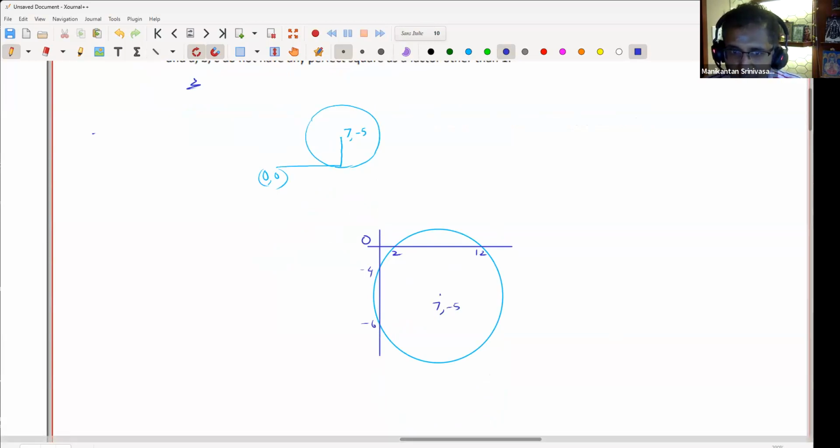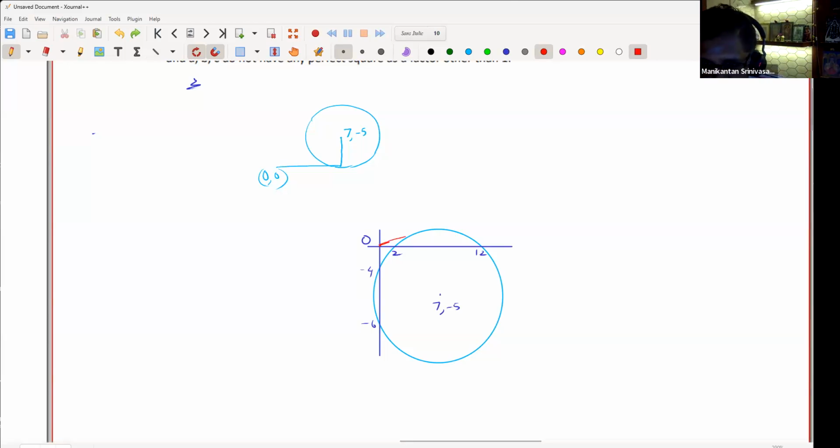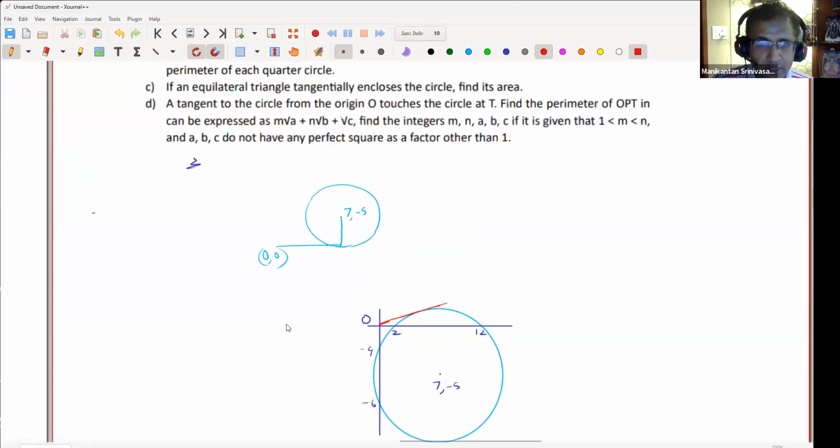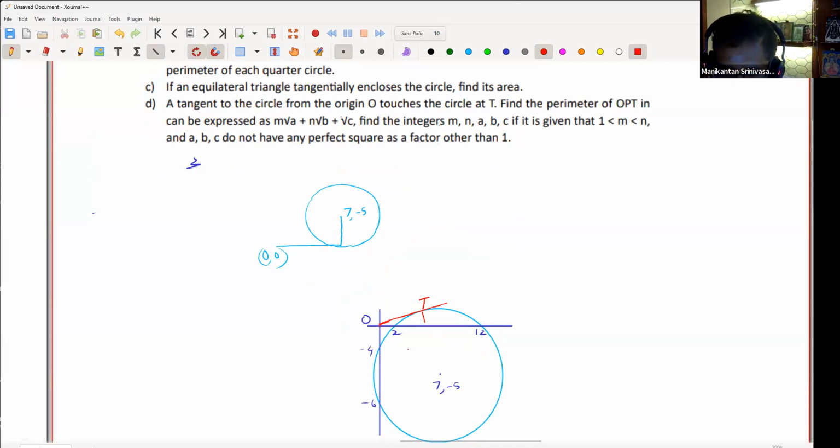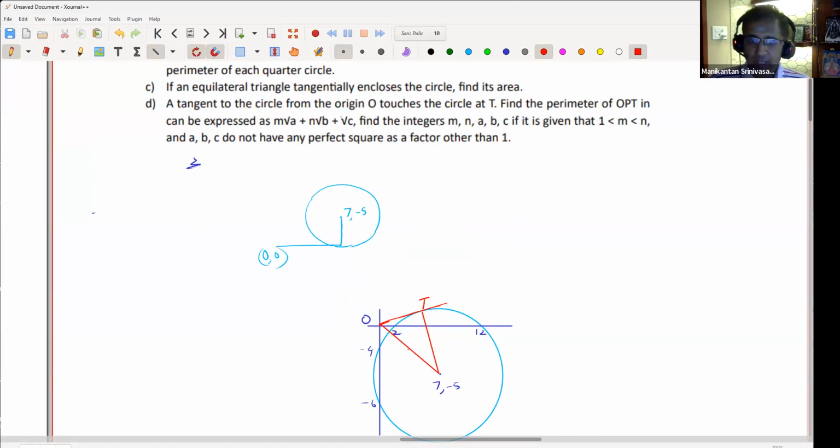Now I have a tangent from O to the circle. So let's say the tangent goes like this. So the tangent grazes the circle here like this, right? Grazes the circle like this. Now the question says, if the tangent from O touches the circle at T, so this is my T. Now I want the perimeter of the triangle OTP. So this is T. This is P. Okay, so the diagram is clear to everyone.